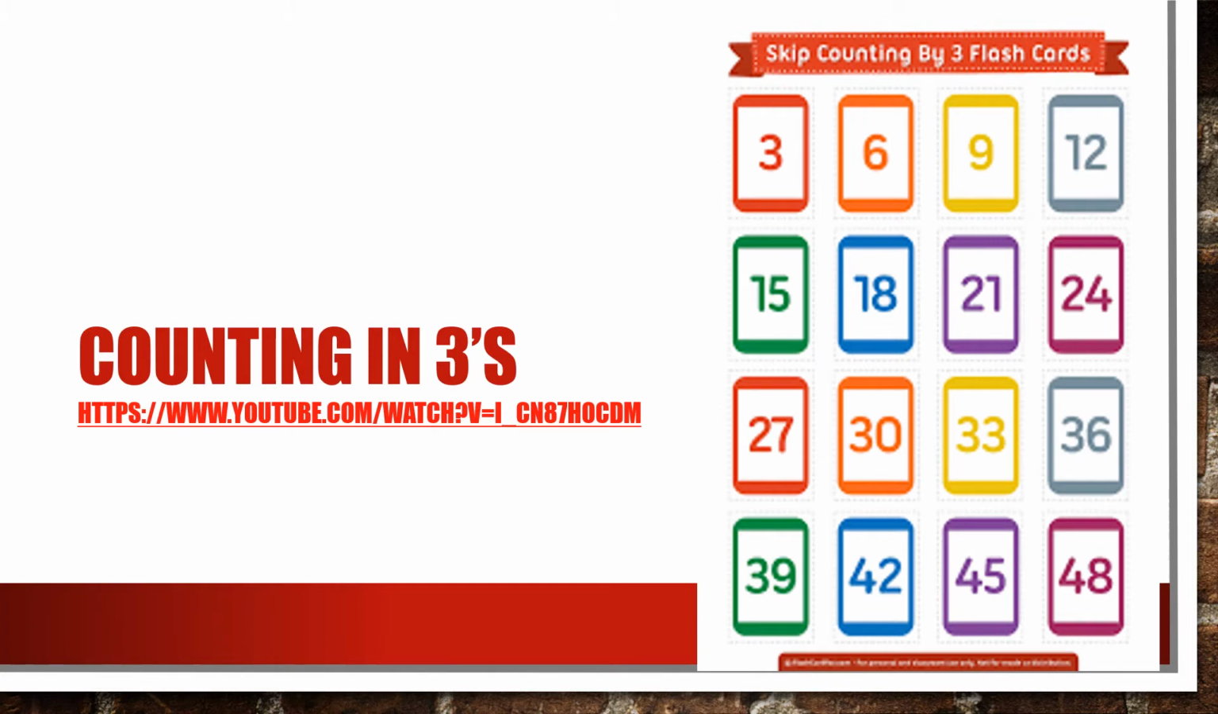Counting in 3's. Student, on a number chart, when I count in 3, I will skip every 2 numbers in between and I will consider the third number. Okay, so in the number chart, I will skip 1 and 2 and I will tick number 3. Then I will skip 4, 5. I will tick 6. Then I will skip 7, 8. Then I will tick 9. Like that, you will be counting in 3's.